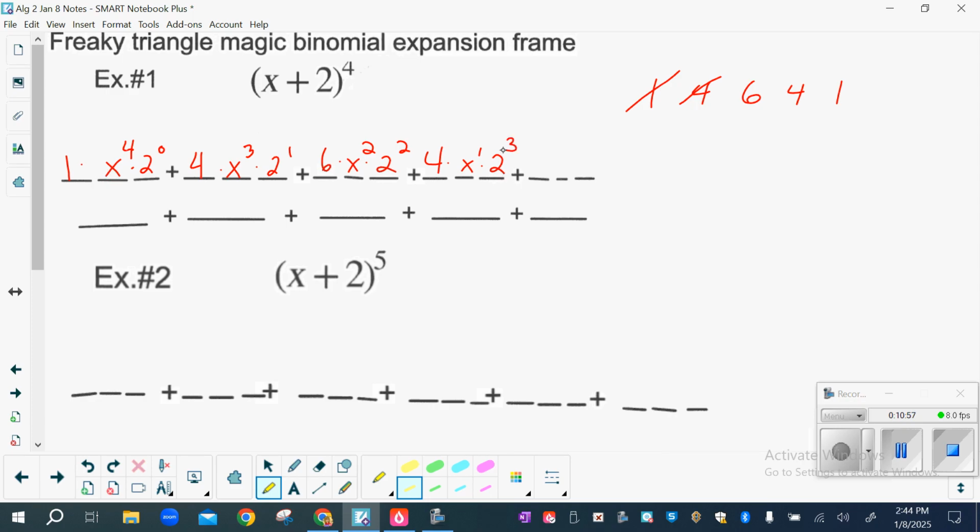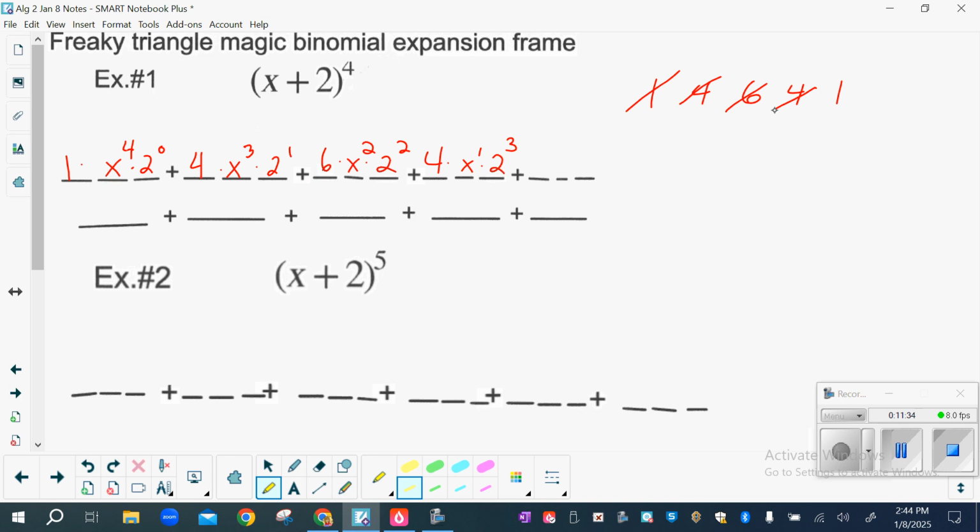How do you find the first numbers? I don't know what you mean by first numbers. So this number right here comes from Pascal's triangle. Where do you get those numbers from the triangle? So it's the 4, because it's, hold on a second, quiet please. That's a good question. Exponent of 4, so it comes from the 4th row.